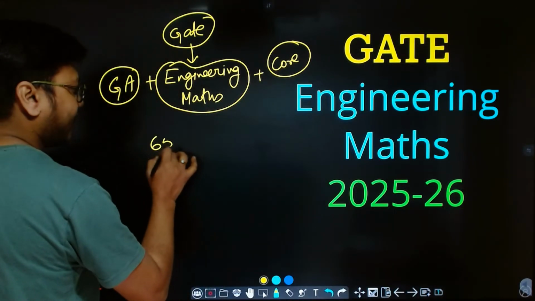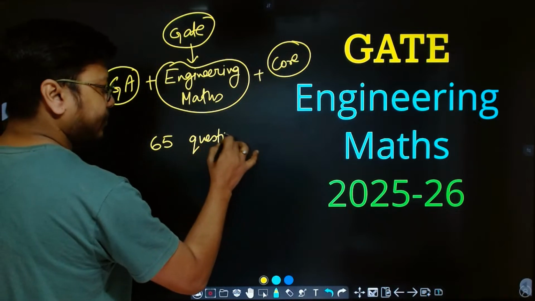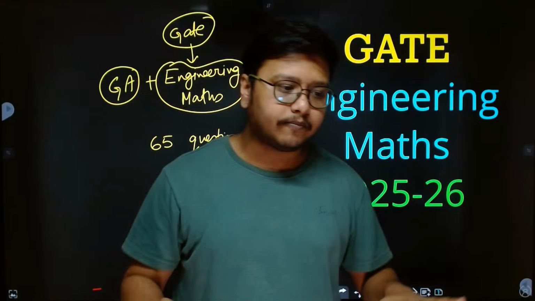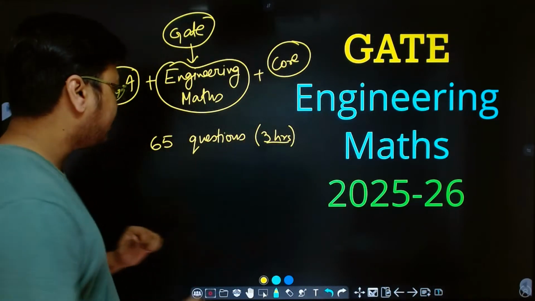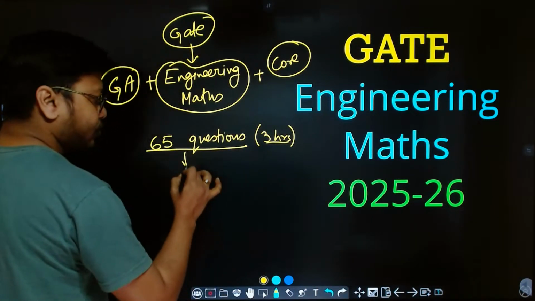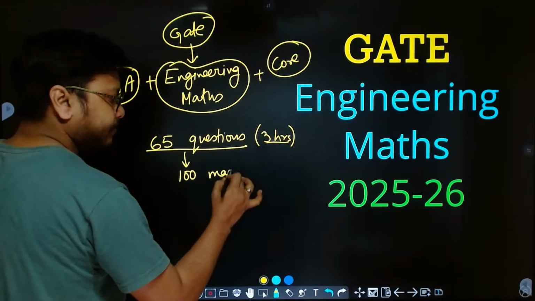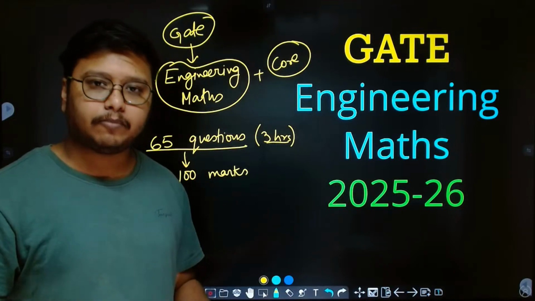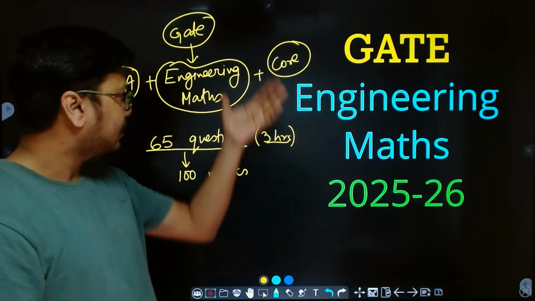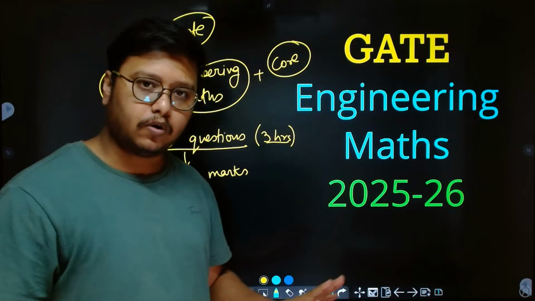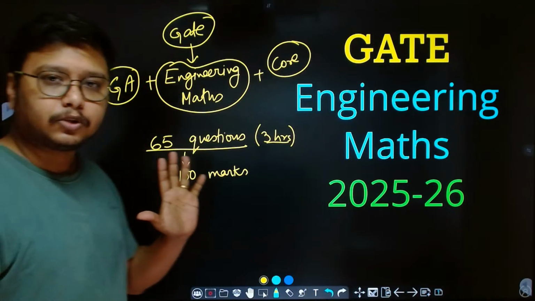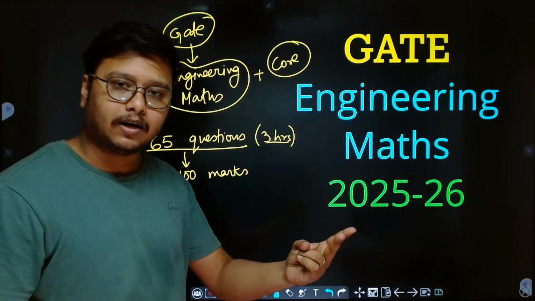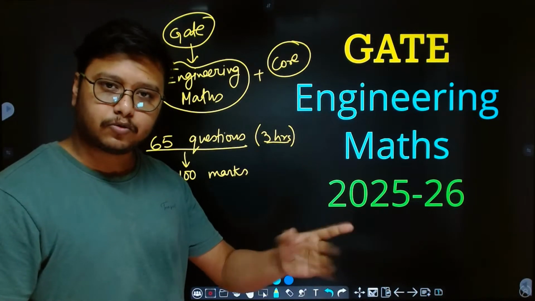Total, there will be 65 questions in the question paper, and you will have 3 hours to solve the question paper. Okay, so total 65 questions, 3 hour time. 65 questions, total marks will be 100 marks. Now this is irrespective of whatever stream you come from, whatever XYZ stream, this format is the same for all. Okay, so 100 marks question paper. Some questions will carry 1 mark, some questions will carry 2 marks. Maximum marks is 2, minimum marks is 1.